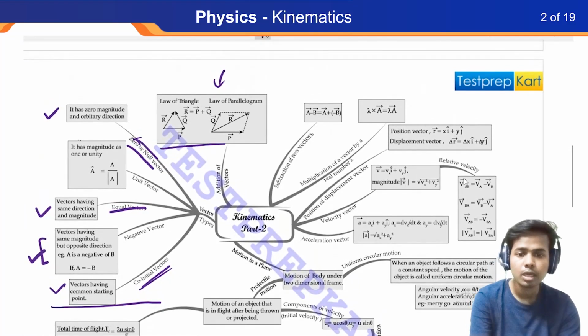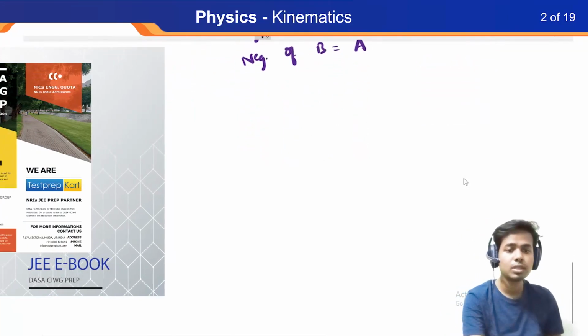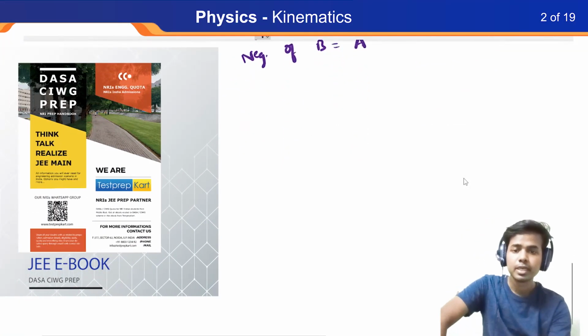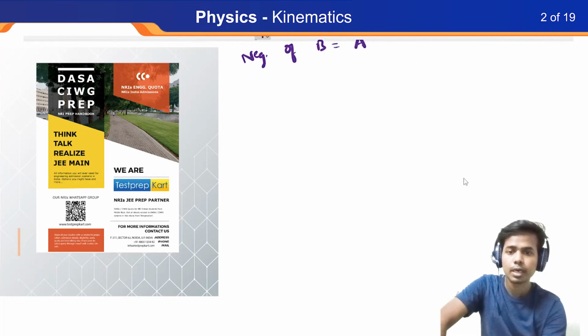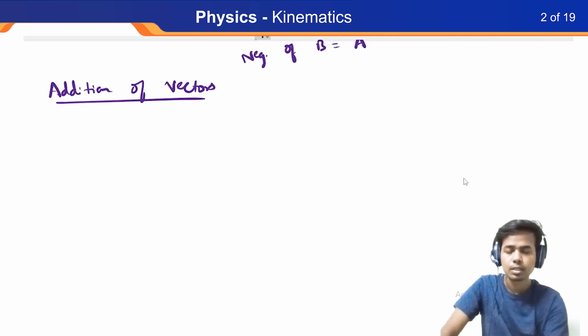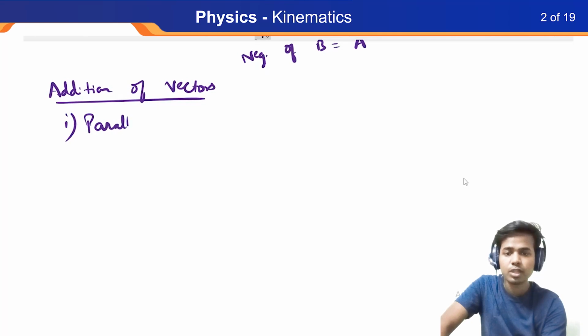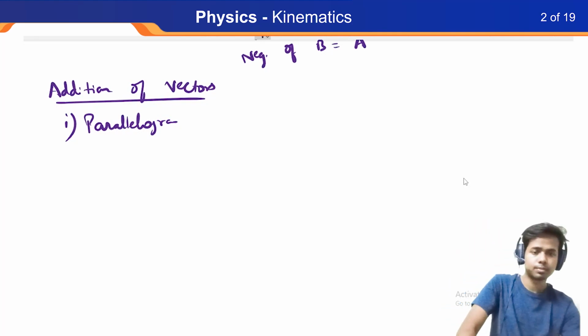But continuing with the vectors, there is one very important part of vectors which is called addition of vectors. There are two different rules for addition. One is called the parallelogram rule or parallelogram law, and the other is called the triangle law.